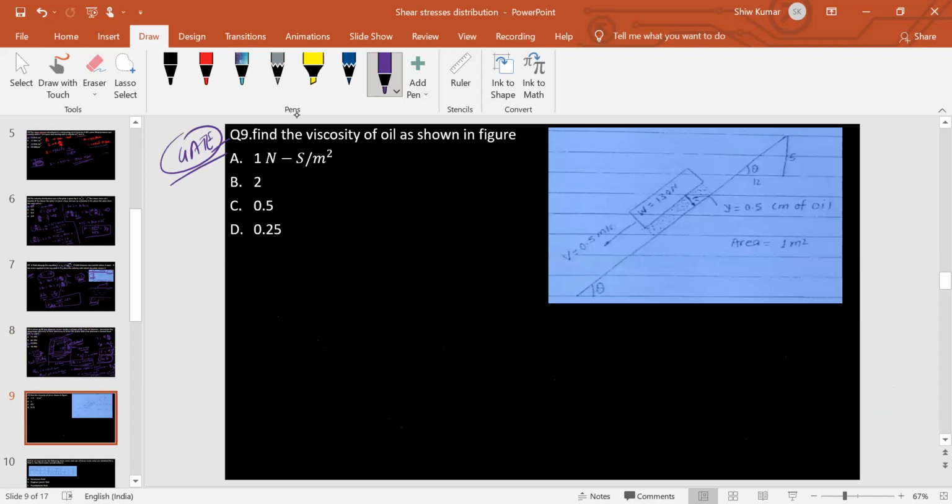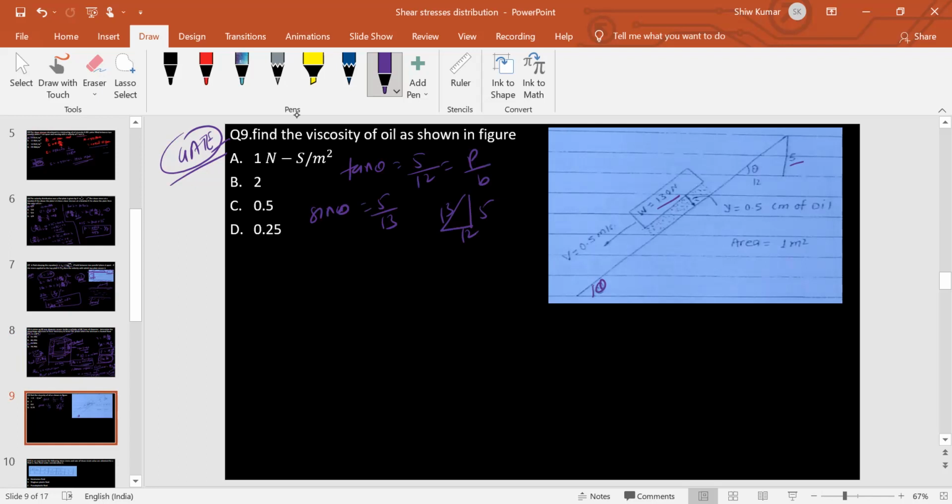There is an inclined plane at an angle theta, and the plate is moving with 0.5 meter per second. The weight of the plate is 130 Newton, and the inclination slope is given as 5:12. It means tan theta is 5/12, where this is the perpendicular and this is the base. If you make a right angle triangle, the hypotenuse must be 13. So the sin theta value will be 5/13.